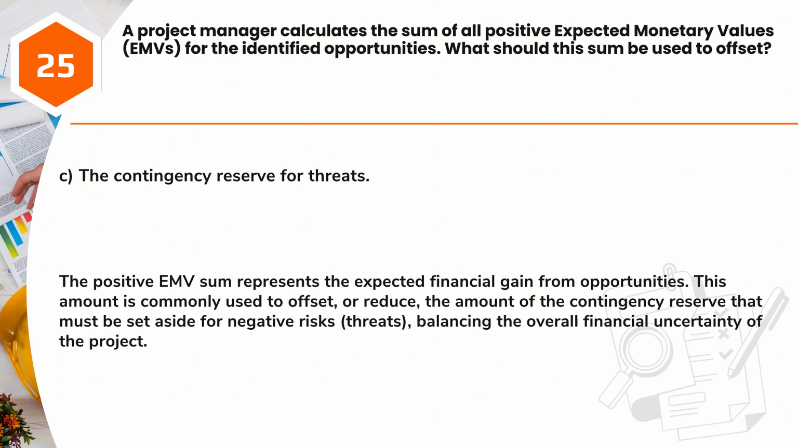Answer C. The contingency reserve for threats. The positive EMV sum represents the expected financial gain from opportunities. This amount is commonly used to offset or reduce the amount of the contingency reserve that must be set aside for negative risks, threats, balancing the overall financial uncertainty of the project.